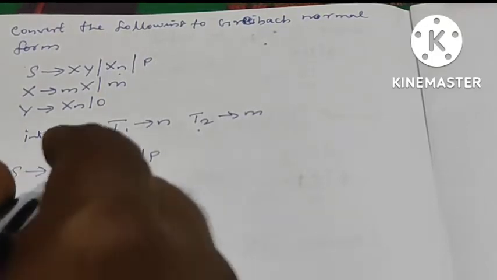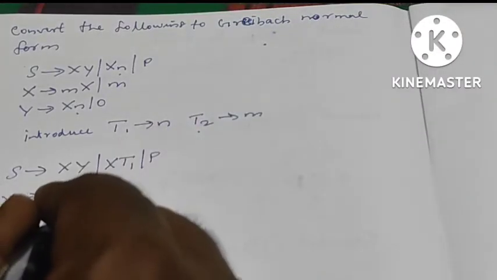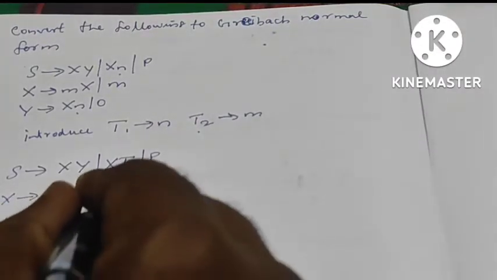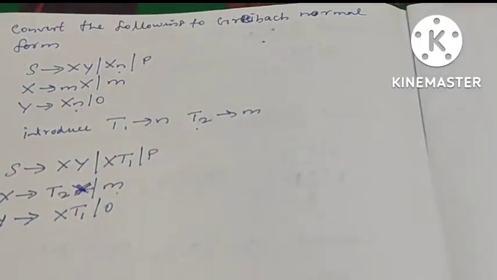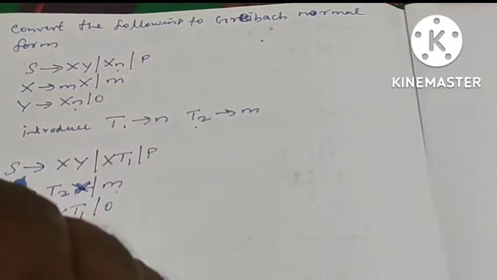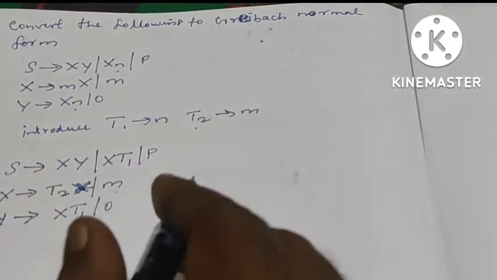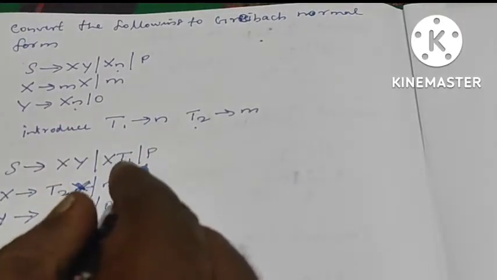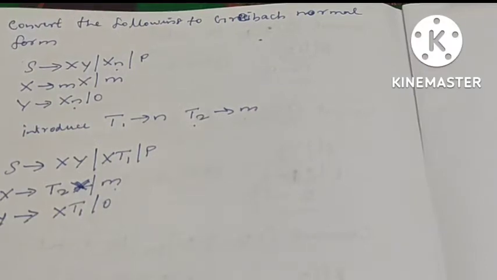Okay, and the third one is Y. Y can be replaced by Xn, and n can be replaced by T1, so we will write it as X T1 bar o. O is a terminal here, so we will just skip it. Now when you check, every production is in Chomsky normal form. So now we will try to convert this into Greibach normal form.